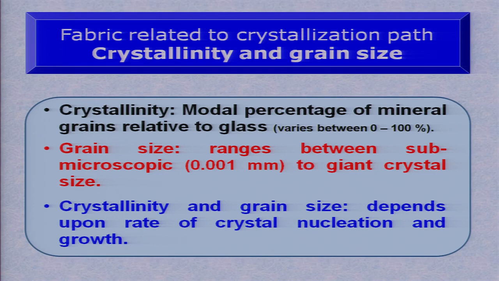What is the definition of crystallinity? Crystallinity is the modal percentage of mineral grains relative to glass. By definition, crystallinity means the modal percentage of crystallized mineral grains and relative proportion of glass, that varies from 0% to 100%. Second is the grain size, that ranges between submicroscopic, that is 0.001 millimeter size, to giant sized crystals. Crystallinity and grain size depend upon the rate of crystal nucleation and growth.